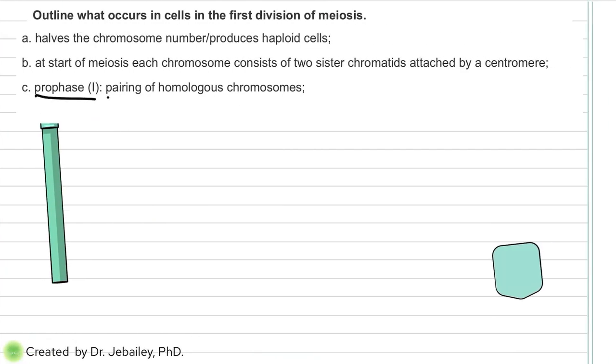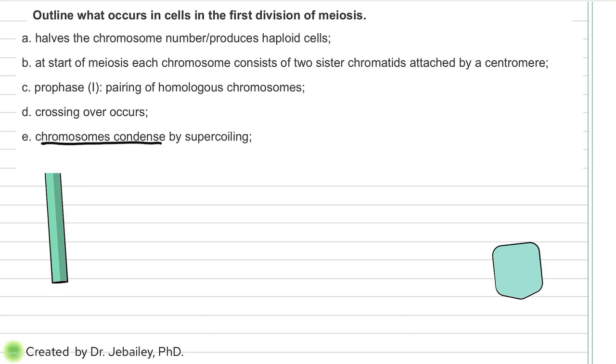Now in prophase 1, you can say the pairing of the homologous chromosomes, as I mentioned. You can talk about the crossover that occurs. The crossover condensed by supercoiling, that means the chromosomes become visible. So every time we say the word condense, they become visible.